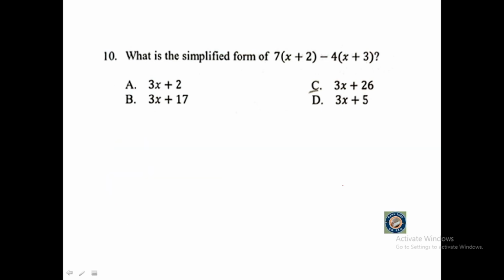Let's go to question number 10. What is the simplified form of 7 times (x plus 2) minus 4 times (x plus 3)? A. 3x plus 2, B. 3x plus 17, C. 3x plus 26, or D. 3x plus 5?